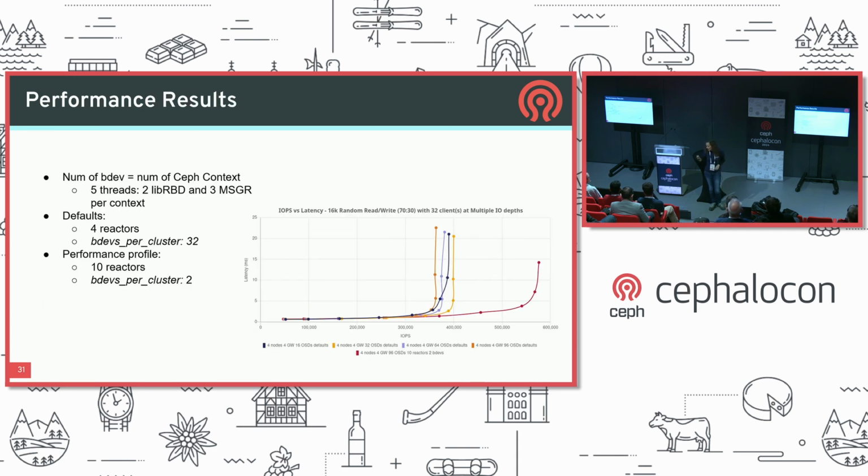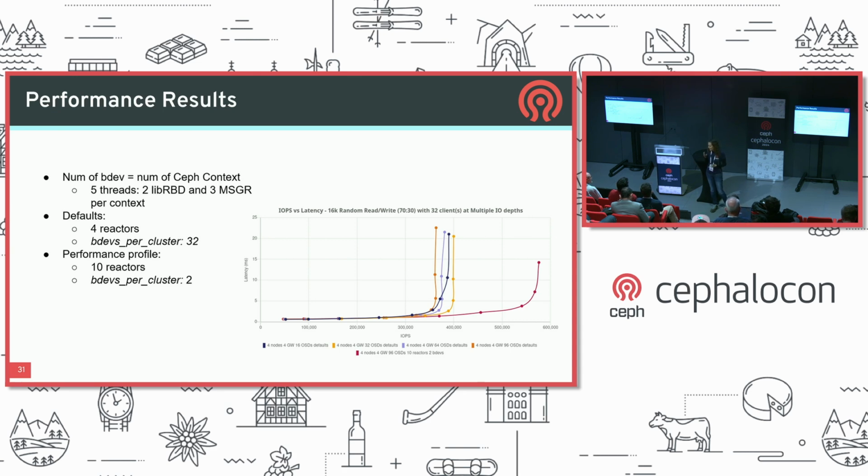So first of all, a bit of explaining what we have. SPDK has this abstraction called BDEV, block device. BDEV is basically mapped to a namespace, and we map a namespace to an RBD image. When we talk about the number of BDEVs, it's actually not the number of namespaces, but how many Ceph contexts we allocate per namespace. More BDEVs means more resources, more Ceph contexts.